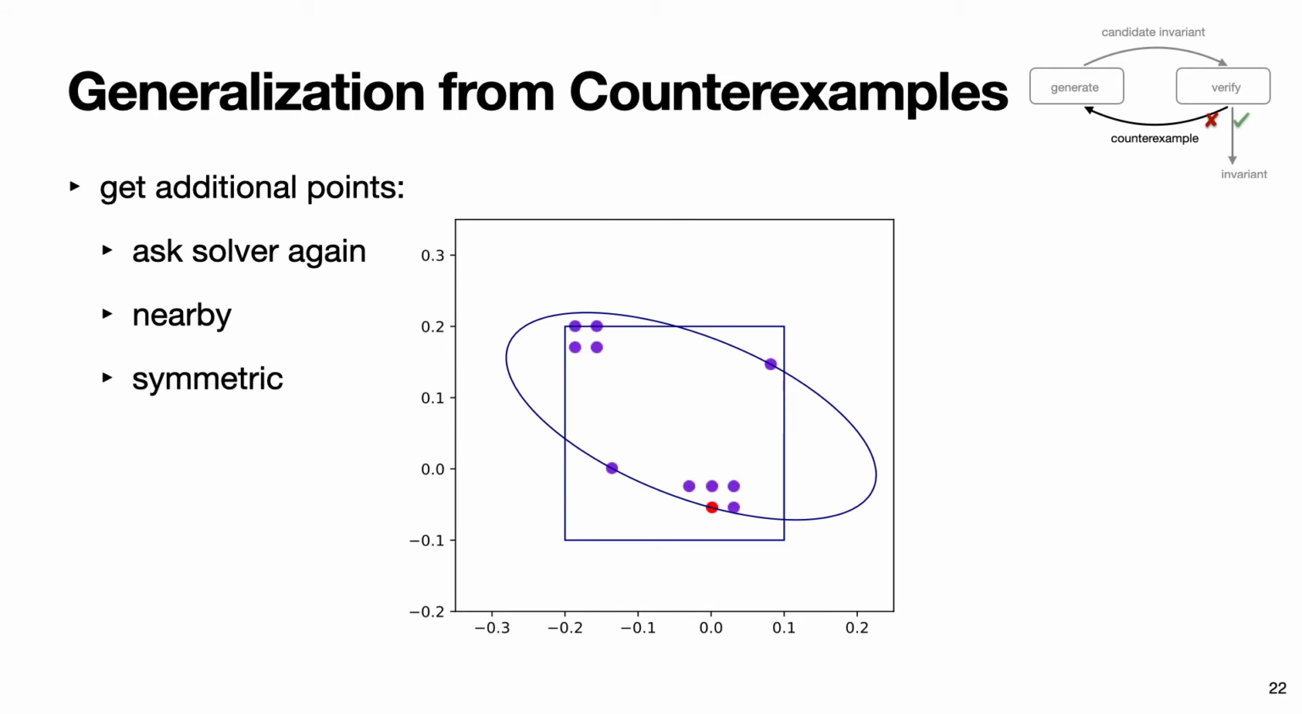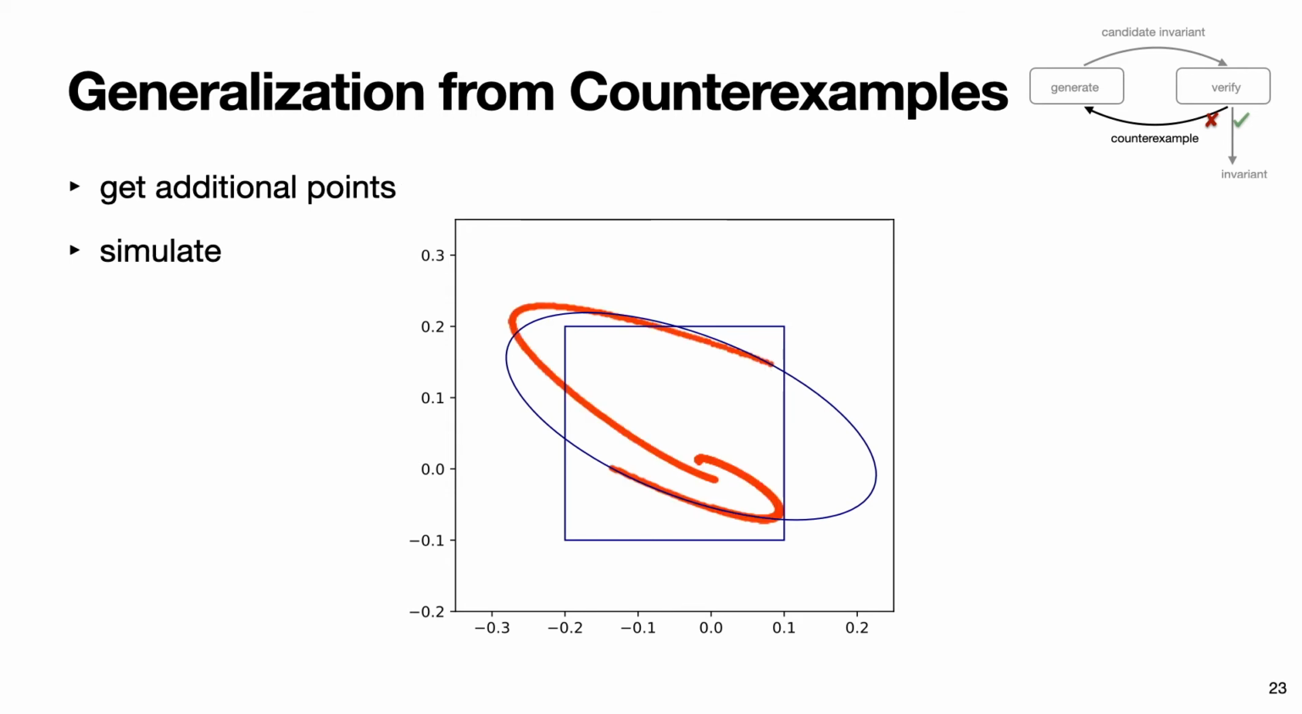Our algorithm allows to use any combination of these generalizations, for example, all of them together. However, it is not necessary to use all of them, so for simplicity, I will only use symmetric points in this presentation. Now, once we obtained all the additional points, the last step of the generalization is to simulate the loop starting from these points. Since we are looking for an inductive invariant, it must hold not only for the new points, but also for all of the points obtained by further loop iterations.